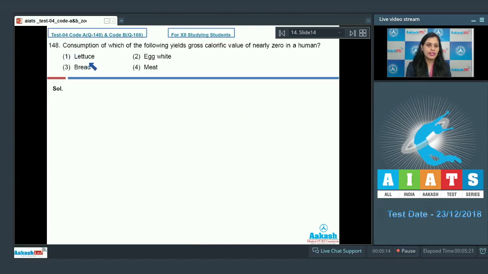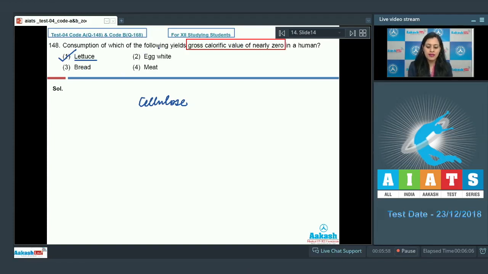Question number 148. Consumption of which of the following yields gross calorific value of nearly 0 in a human? The very first option given is lettuce, and this is a correct answer to our question. Because lettuce, which is rich in cellulose, cannot be digested by humans. So this is a correct answer because the gross calorific value will be nearly 0 for lettuce.